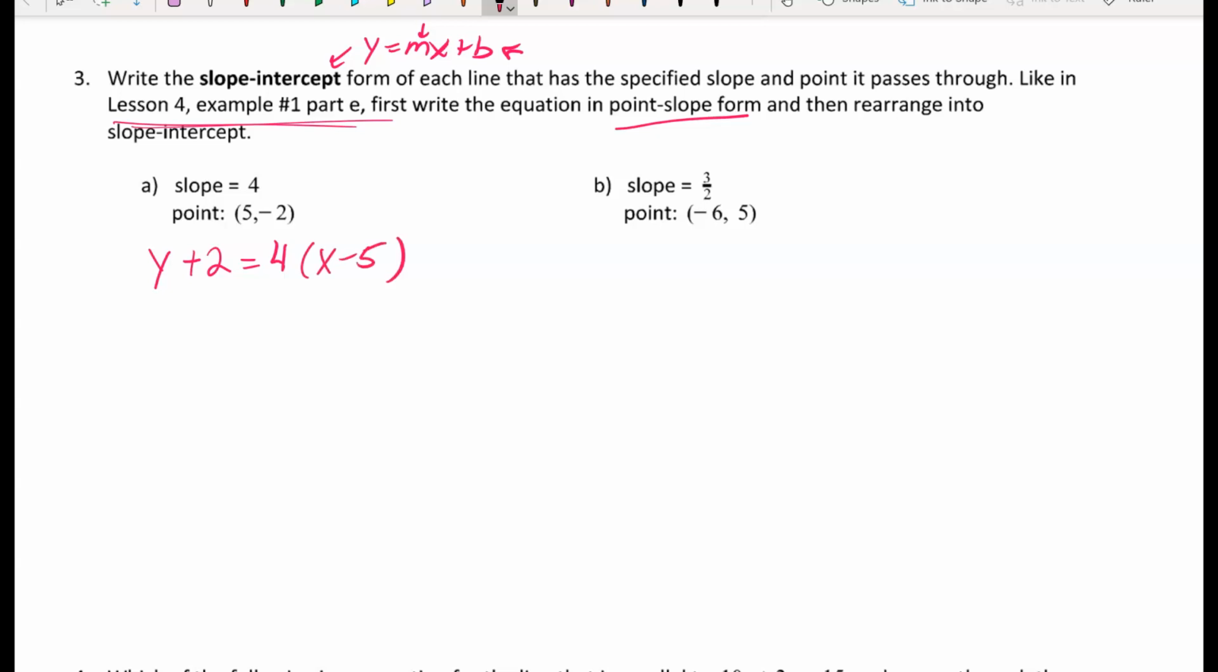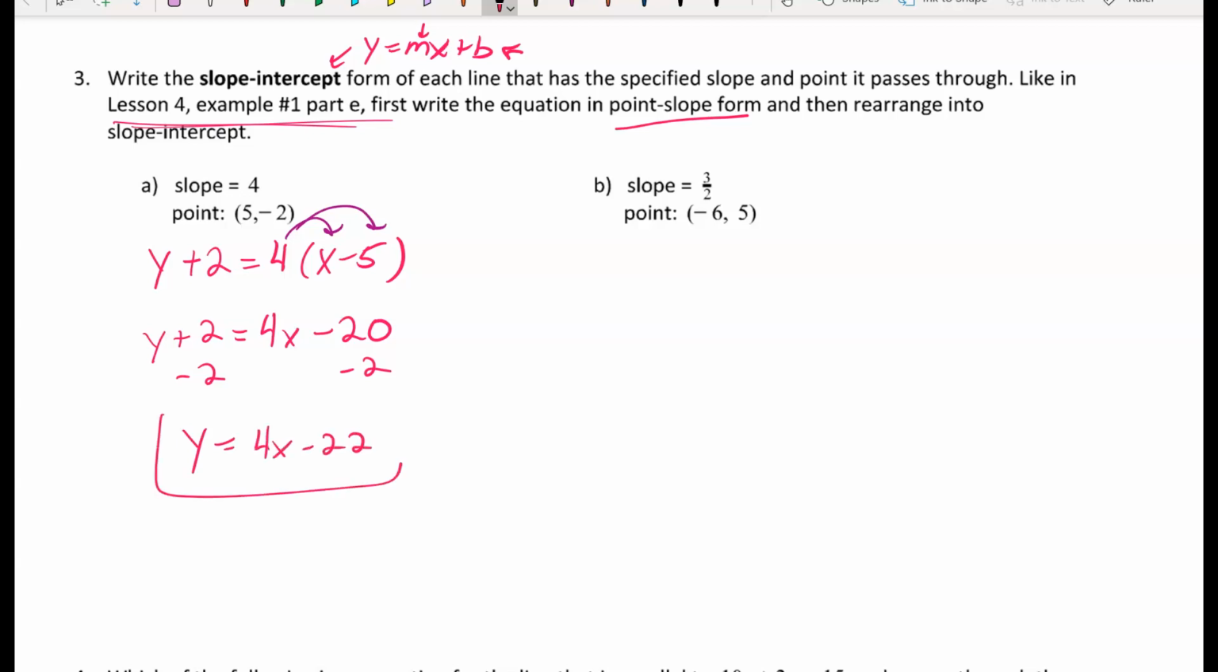Alright, that's y minus y1 equals m times x minus x1, and I'm going to try to isolate y here. The first thing I'm thinking to do is to distribute that 4 into my parentheses there with multiplication. 4 times x is 4x. 4 times a minus 5 is minus 20. And the only other thing I need to do on this side of the equation is subtract that 2 to get y by itself. So I get y equals 4x minus 22.